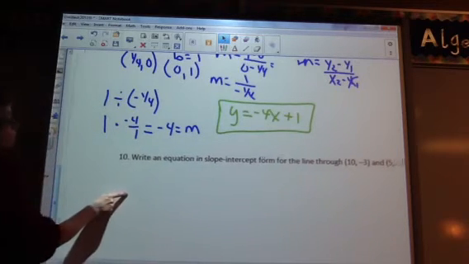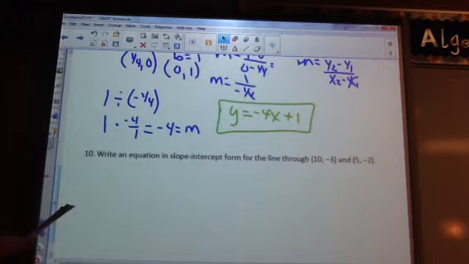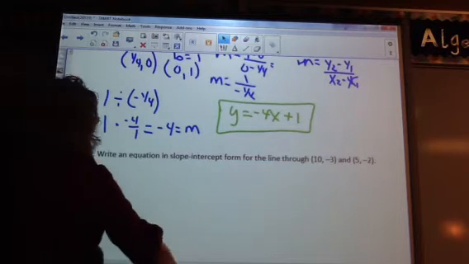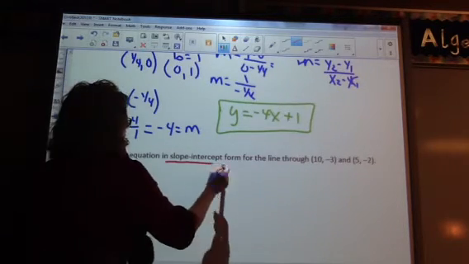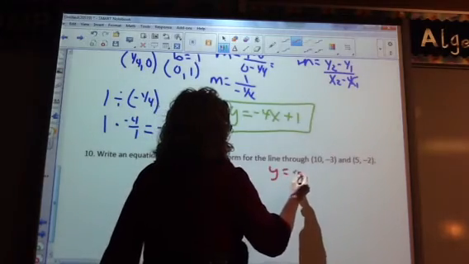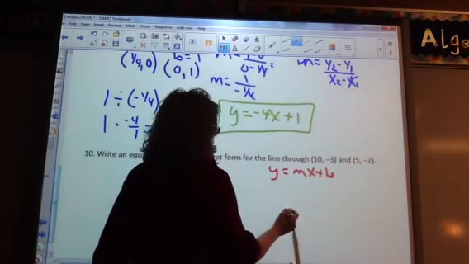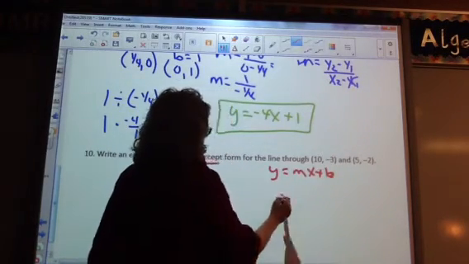Okay, last one, whoops, for tonight. I'm going to be quiet and let y'all work this one on your own. You want to put it in the slope-intercept form. You're given 2 points.